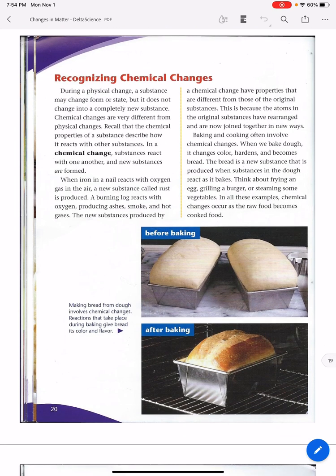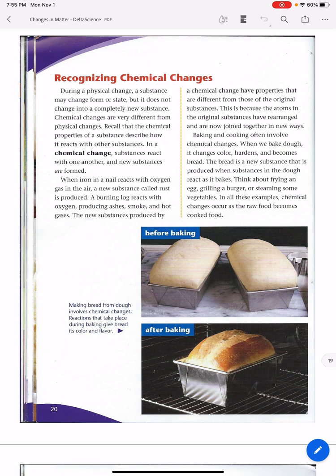Recognizing chemical changes. During a physical change, a substance may change form or state, but it does not change into a completely new substance. Chemical changes are very different from physical changes. Recall that the chemical properties of a substance describe how it reacts to other substances. In a chemical change, the substances react with one another and new substances are formed.